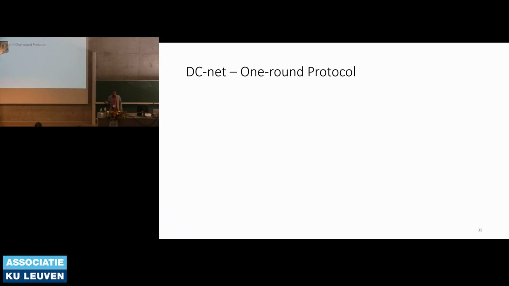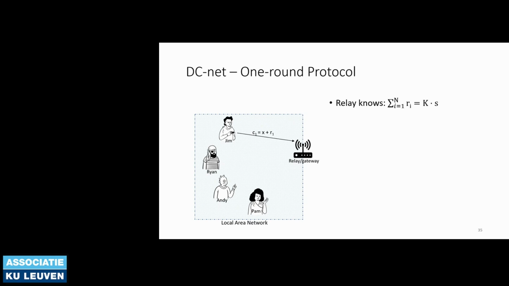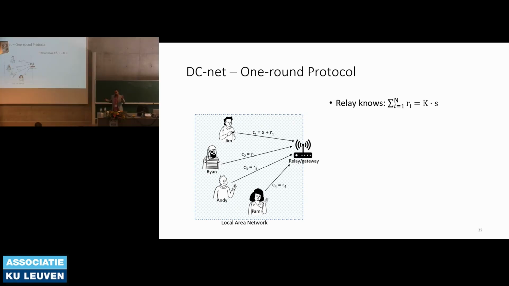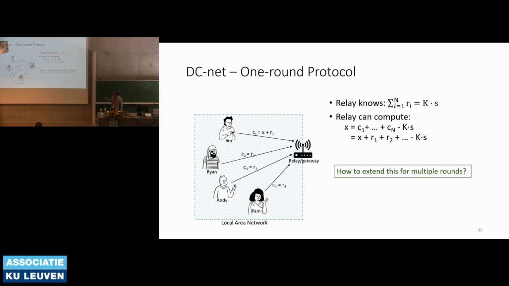Let's see how. I said there are setup servers, the relay knows this, and we don't need the setup servers anymore. Suppose Jim wants to send a message in this round. Jim will send X, his message, plus his private key, and the rest of them will just send their keys. Then the relay can add all of them and subtract the keys, because K times S is the sum of all keys, and figure out the message X.